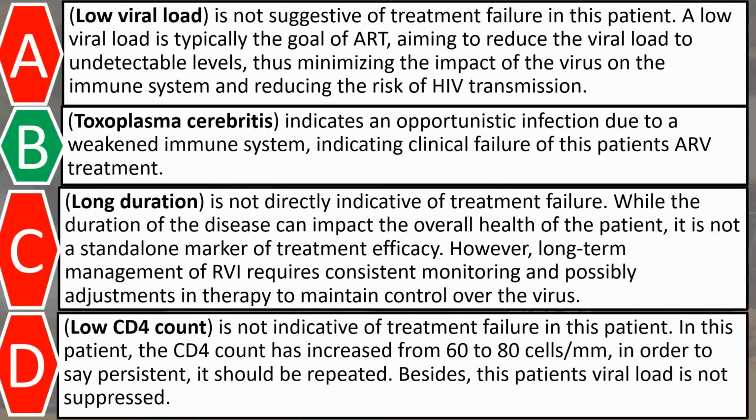Option D, the low CD4 count, a critical indicator of our patient's health. A count below 200 cells is a threshold, a line in the sand that, when crossed, signals a dire situation indicative of AIDS. Our patient's count has seen a slight increase, from 60 to 80 cells, but to truly understand the situation, we need consistency, repeated measurements to confirm persistence. Moreover, the patient's viral load remains unsuppressed, a silent alarm that all is not well.